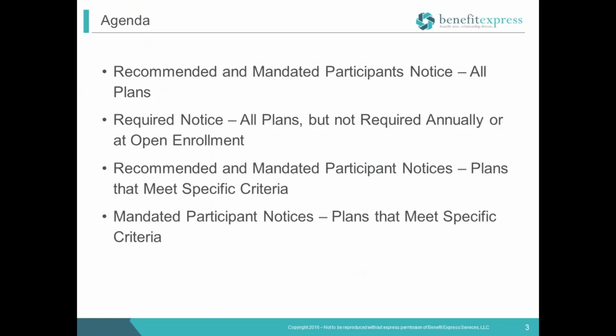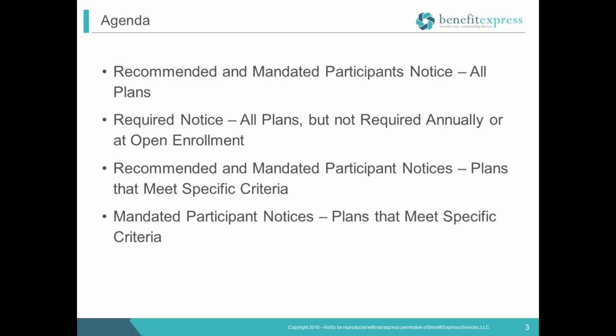First I'm going to cover recommended and mandated participant notices for all plans. This is at open enrollment and annually, and at initial enrollment. Then required notices for all plans, but not required annually or at open enrollment. And then recommended and mandated participant notices for plans that meet certain requirements. So under certain events, for example, if you're subject to COBRA, you have to give certain notices. And then mandated notices for plans that meet specific criteria. So let's go through each one.